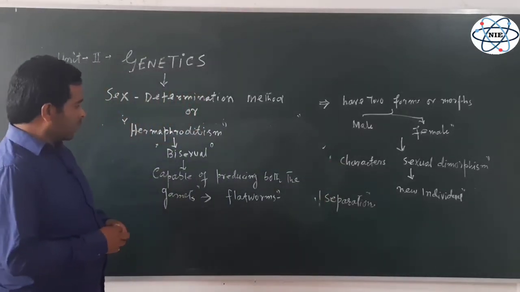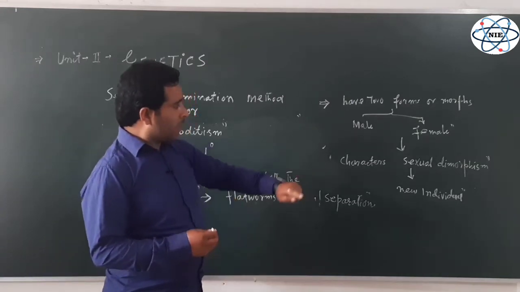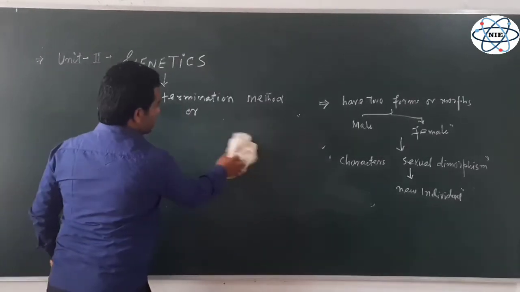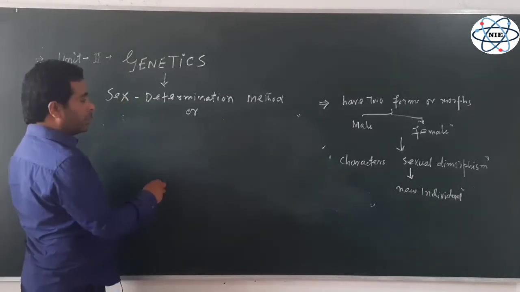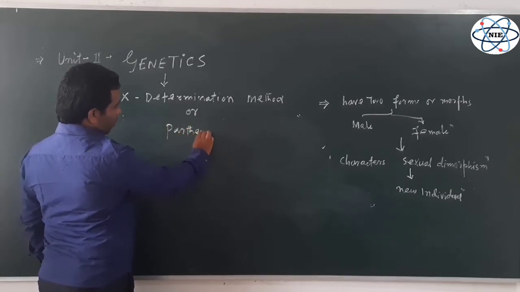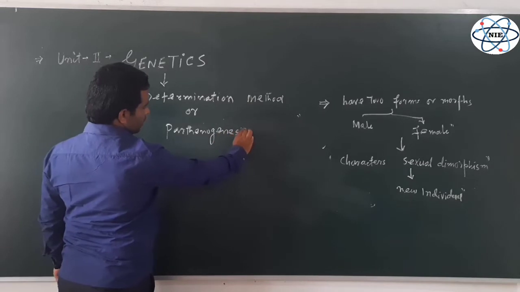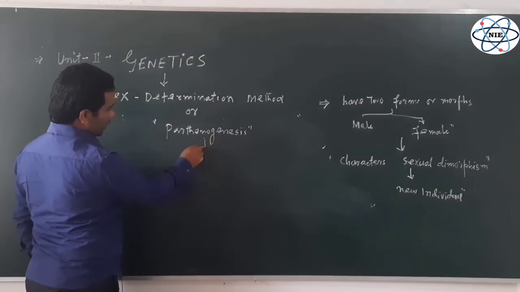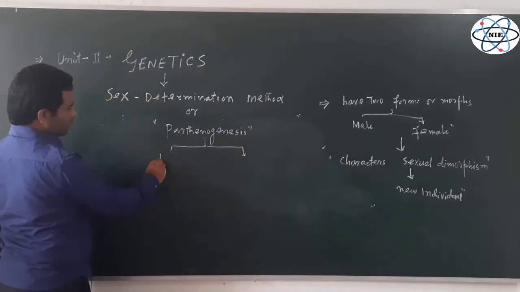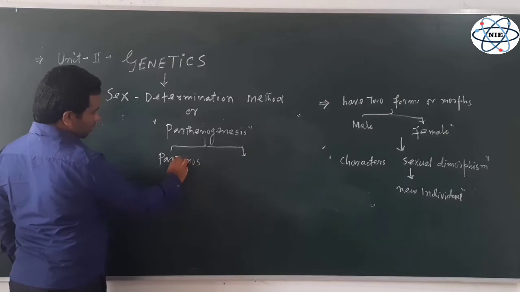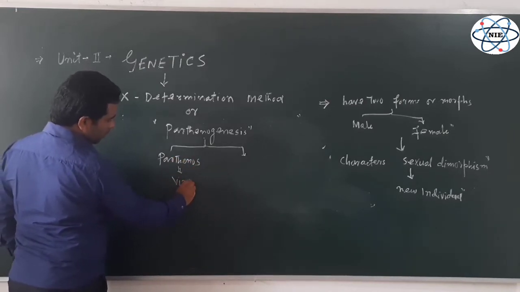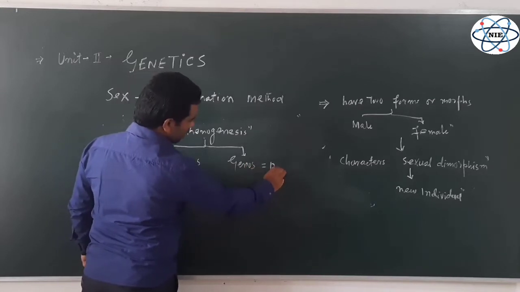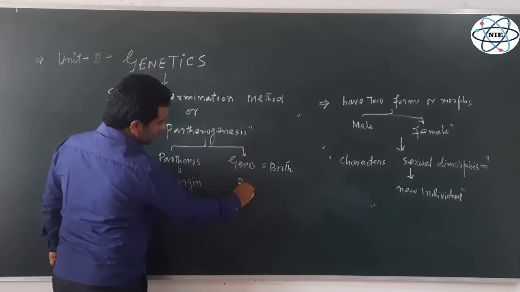I can cite one more example which is different from sexual dimorphism. The phenomenon is known as parthenogenesis. Again, this term parthenogenesis is derived from two Greek words. One is parthenos. Parthenos means virgin. And genos, okay? Genos means birth, or you can say genos means reproduction.